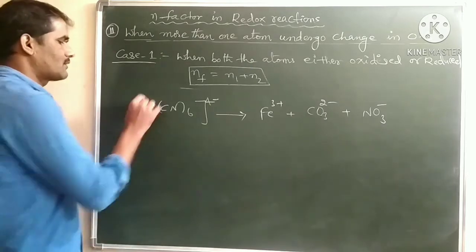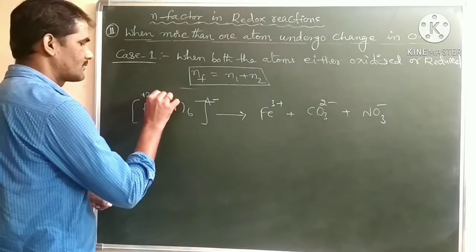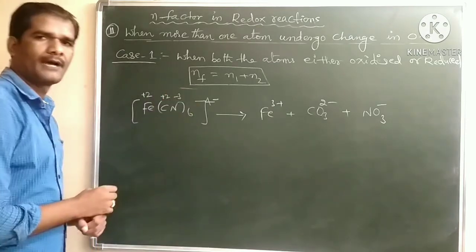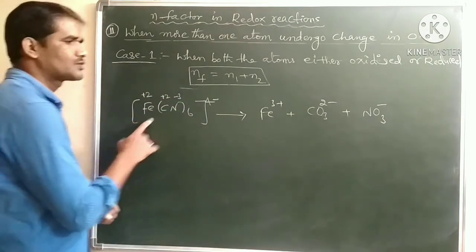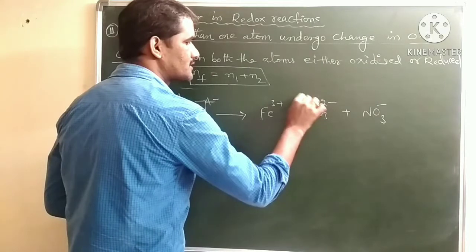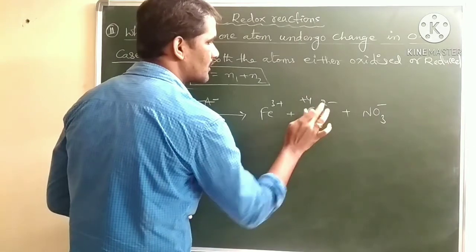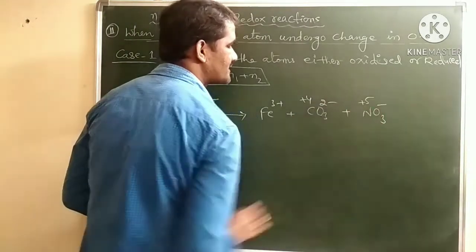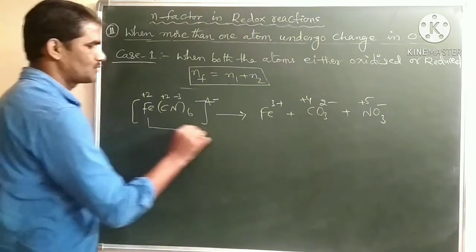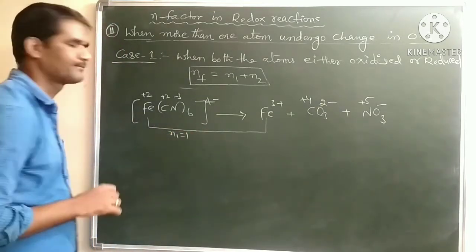Again here iron oxidation state plus 2, carbon oxidation state again plus 2 in cyanide, and nitrogen oxidation state minus 3. Now iron plus 2 to plus 3, carbon oxidation state plus 2 to plus 4, sorry, carbonate plus 4 here, and nitrogen plus 5. Now check overall, iron plus 2 to plus 3, change is 1, so N factor N1 is equal to 1.